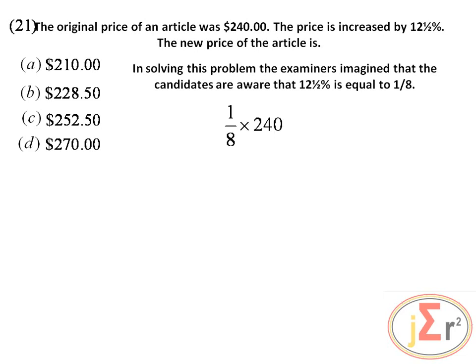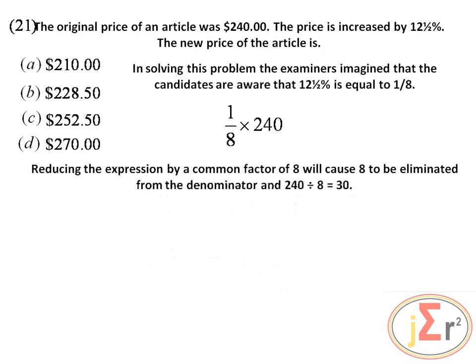So 1/8 of 240, no problem seeing that 8 into 24 is 3. We will have 8 into 240, that is equal to 30. So reducing the expression by a common factor of 8 will cause 8 to be eliminated from the denominator, and 240 divided by 8 is equal to 30. So we have $30. So we are going to be increasing the original by $30. And what do we know? 240 plus 30 is $270, and that is option D.